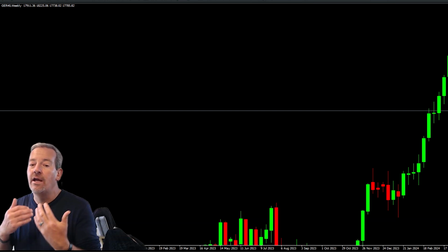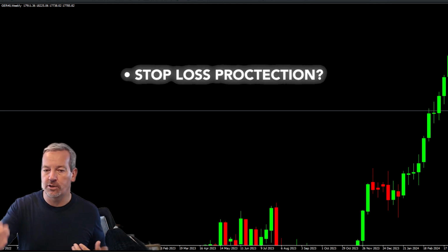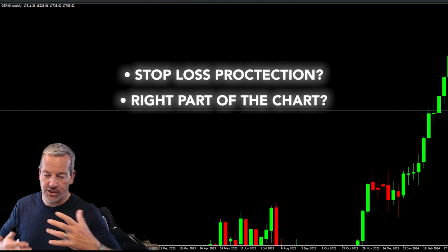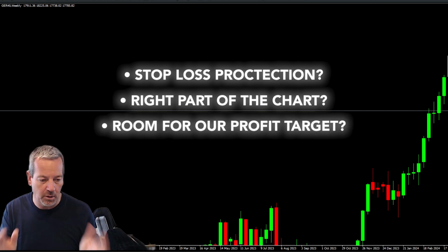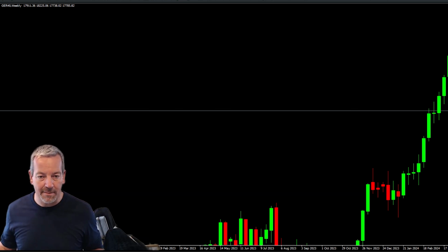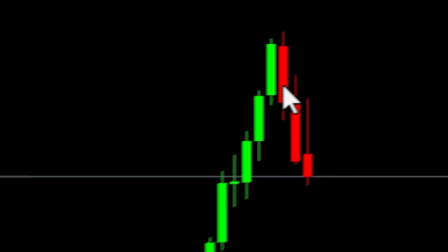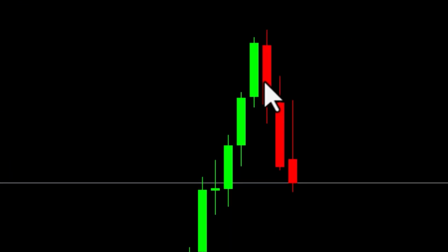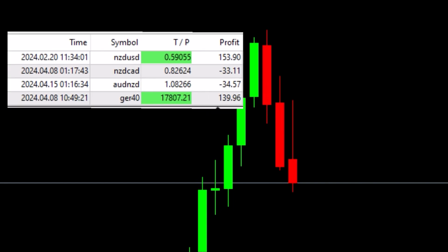We then look at does the trade have stop loss protection? Is it in the right part of the chart? Have we got room to move for our profit target? All those things on top. But just the absolute basics to identify this trade was the candle pattern here on the German 40. You can see the trade down here. Again, high reward to risk.